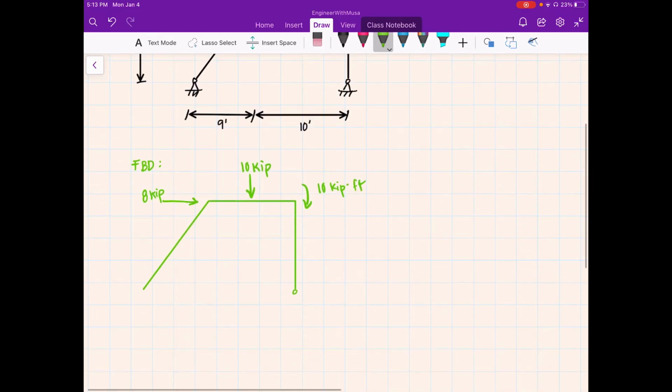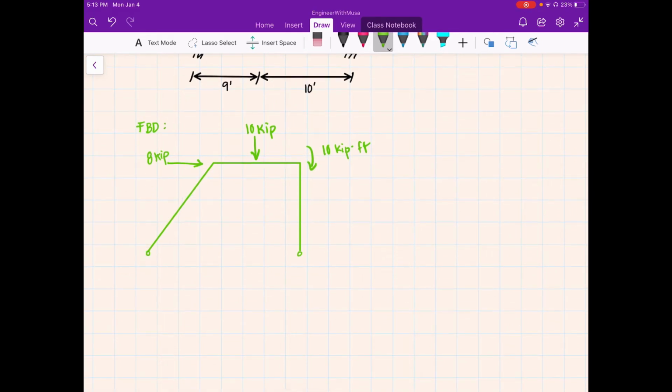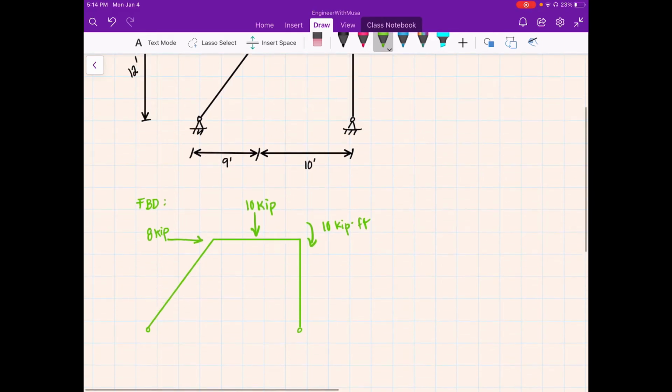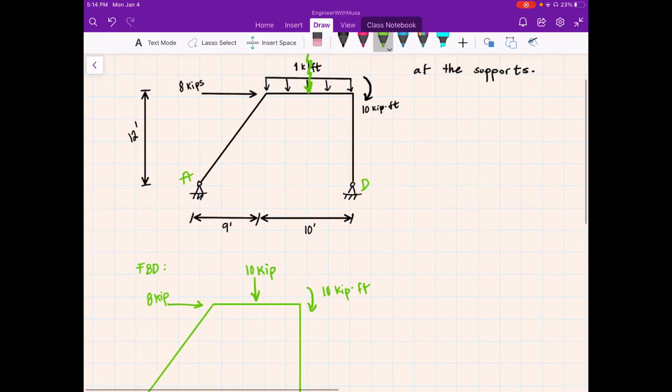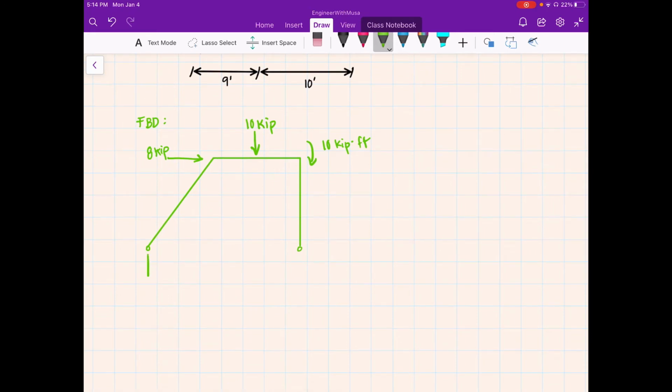And we have our reactions down here, which are, I'll call this point A, and this will be point D. This over here will be AY, and that will be AX. This will be DY, and that will be DX.